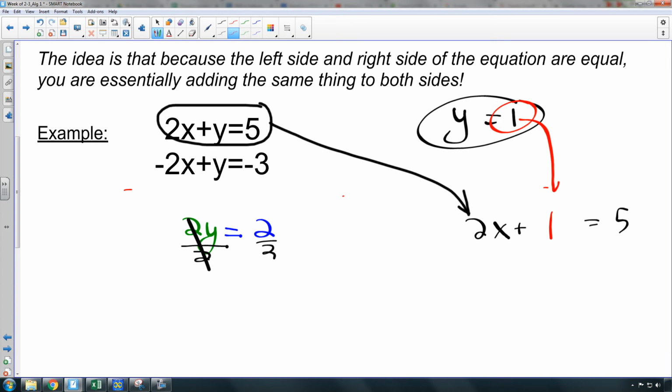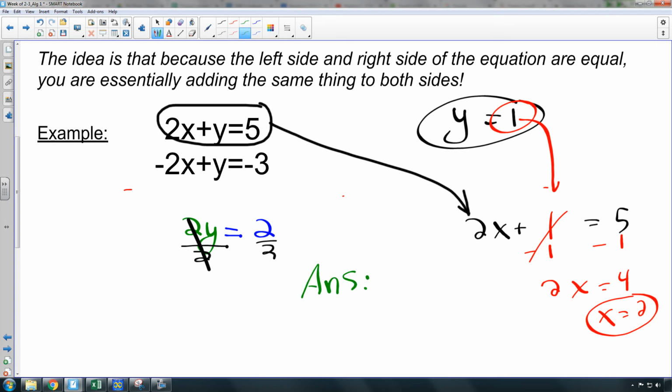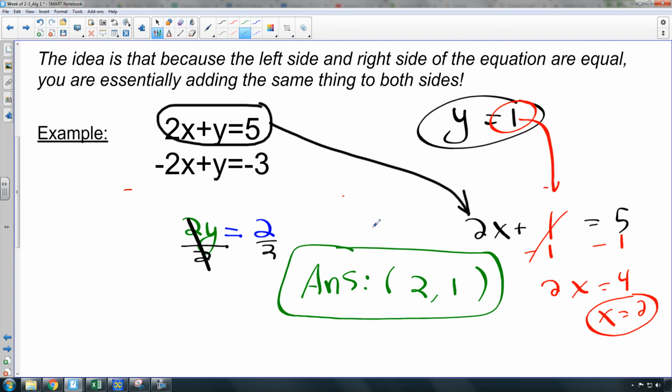So I'm going to put 1 for y. This is the same thing we did in the last section. This is just like substitution. We're substituting in. When I subtract the 1 on both sides, I get 2x is equal to 4, and so x is equal to 2 by division of 2. So our final solution, our answer, is 2, 1. And that's it. We'll put that in a nice little box. That's the elimination method in a nutshell.